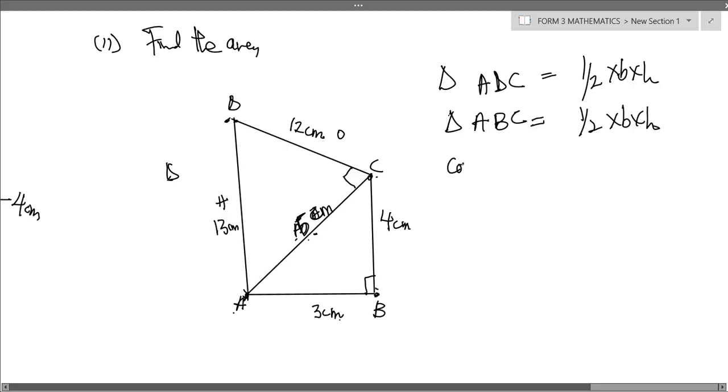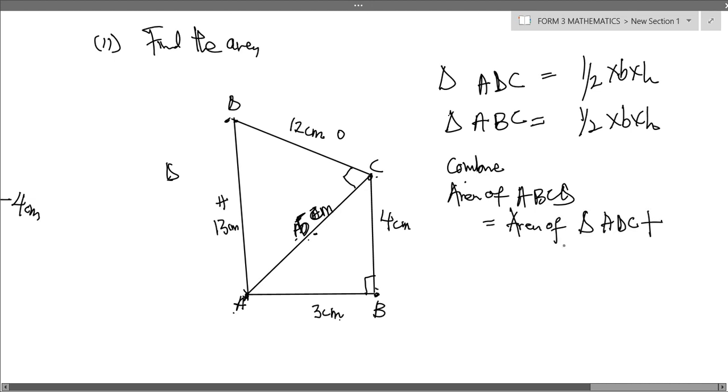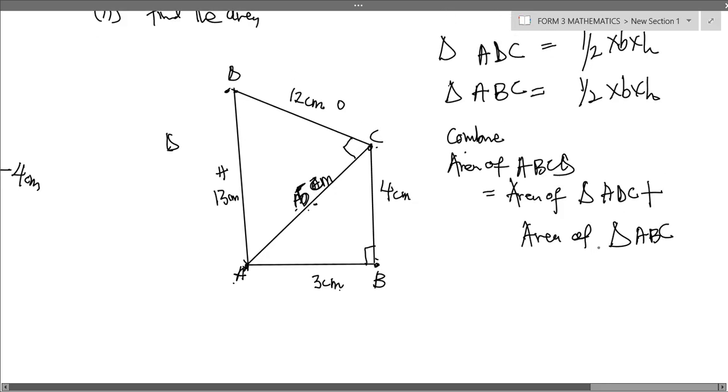Then we combine the areas. So area of ABCD will be equal to the area of triangle ADC plus the area of triangle ABC. So you state this one, and then you let the examiner know that the area of ABCD is equal to the area of triangle ADC plus the area of triangle ABC. So first of all, we'll find the area of triangle ADC.